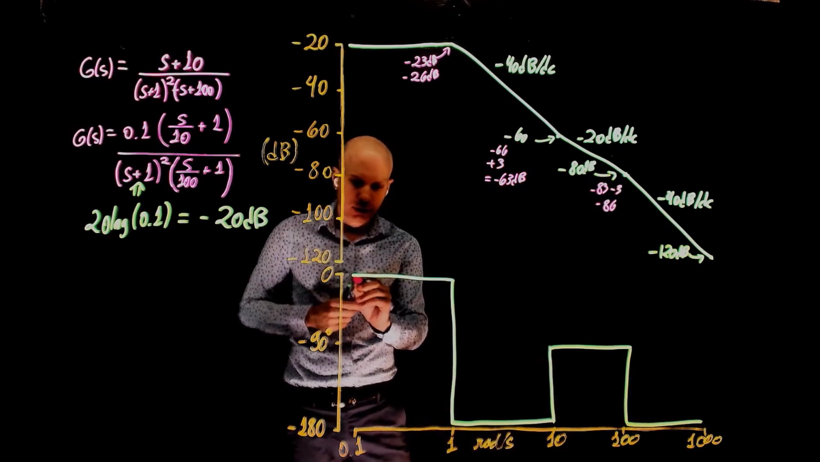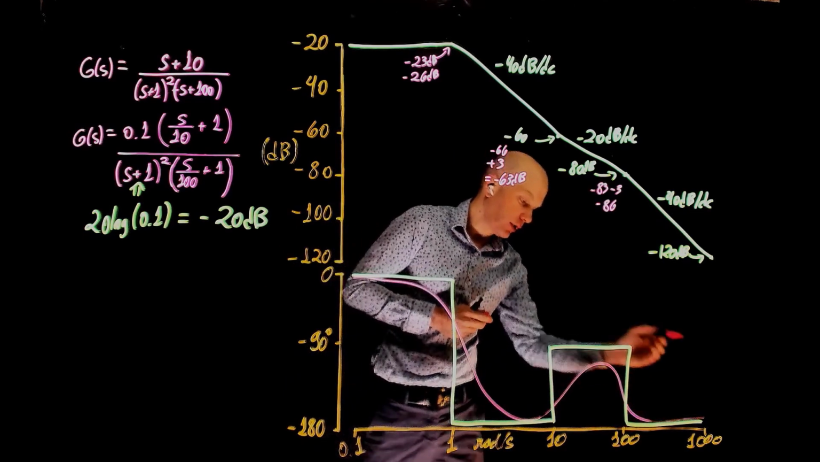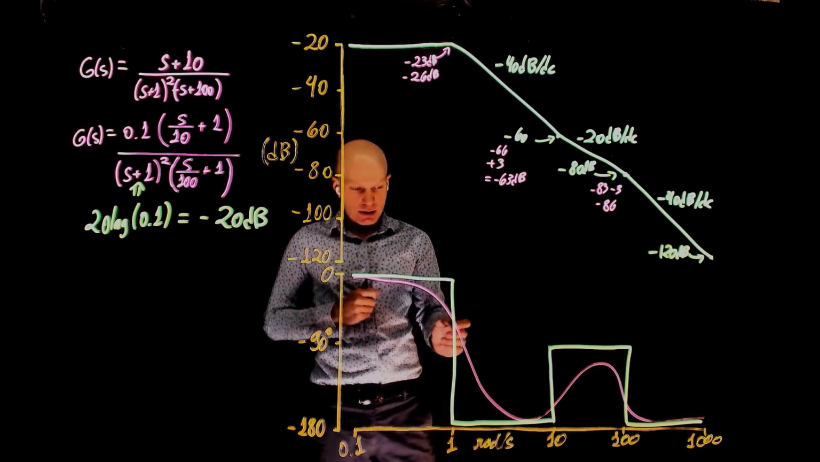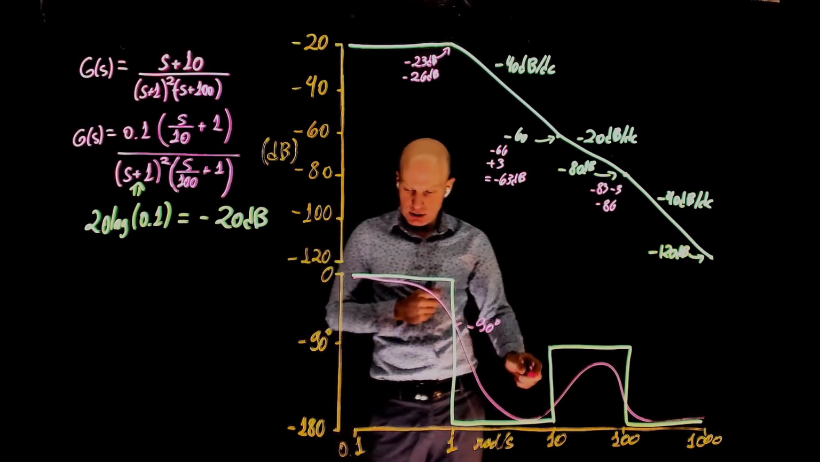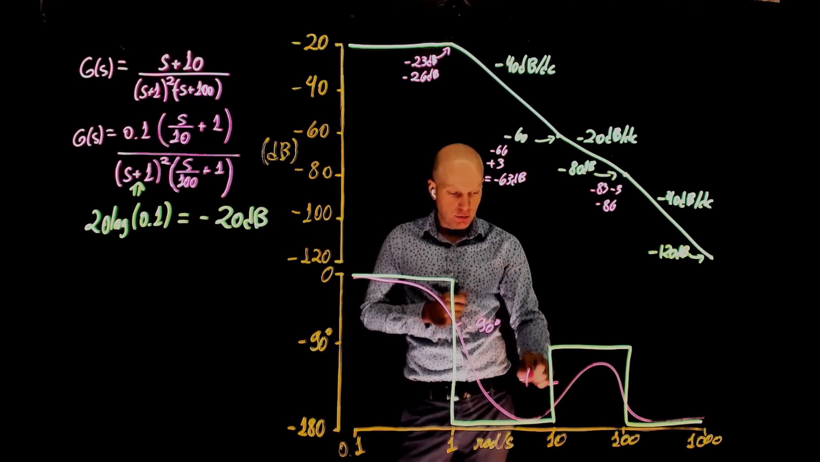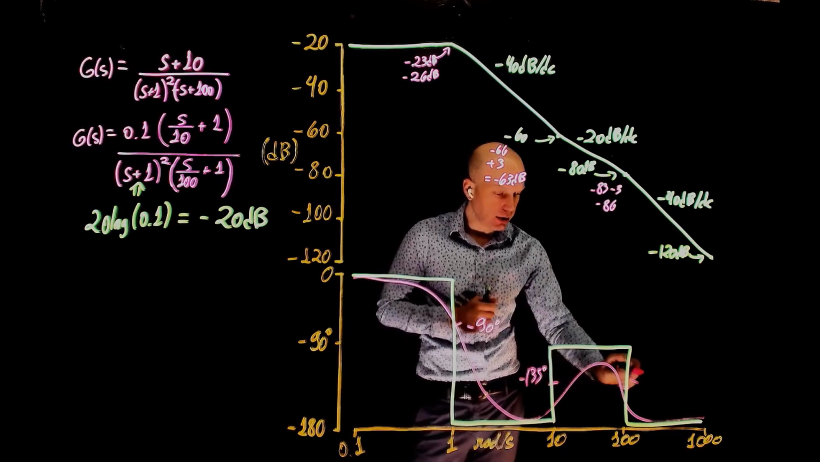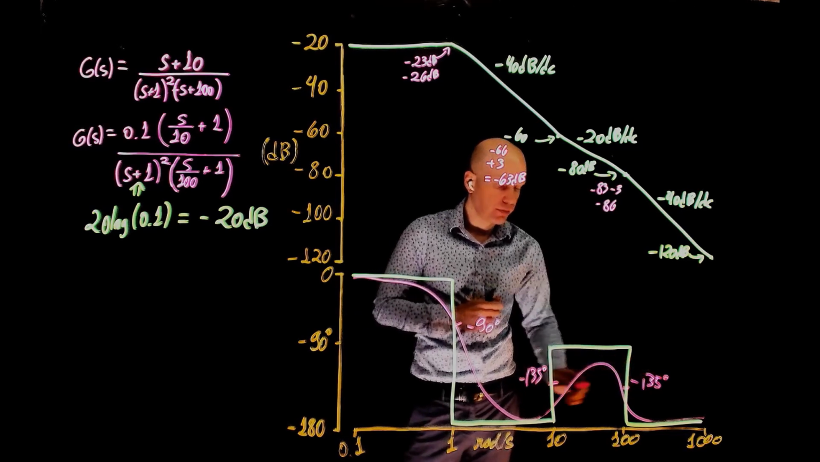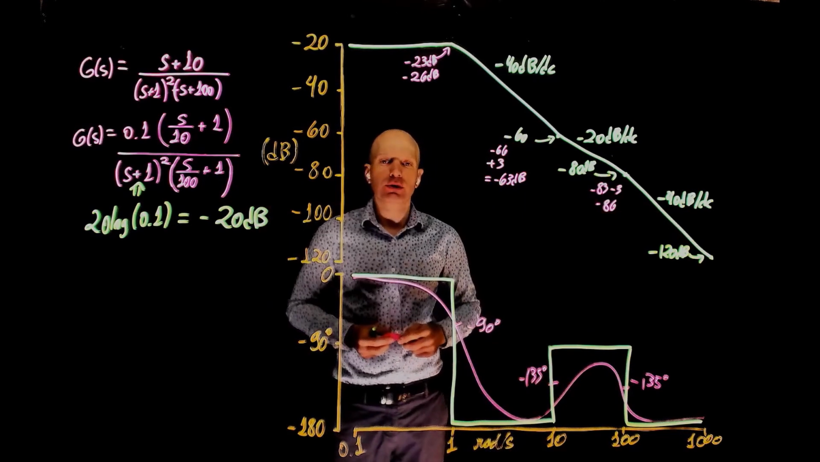If you now interpolate to this curve, you should get something like this. Passing here by negative 90 degrees, halfway. Passing here by negative 135, if I had done this properly. And here is negative 135 as well. So here we have the phase, and here we have the magnitude of the function g of s.